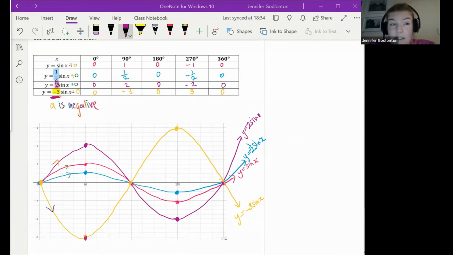Why do you have to add the +0? You don't have to add the +0. The +0 is just there to show you that there's no shift. We haven't shifted up or down. Okay, so let's have a look at this.